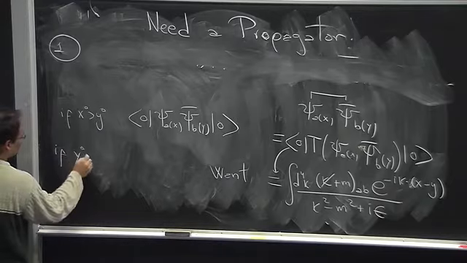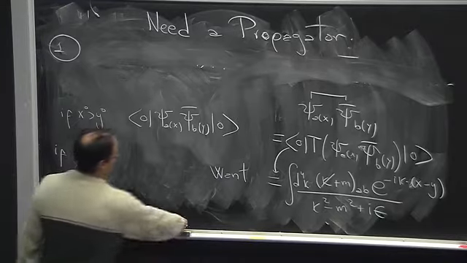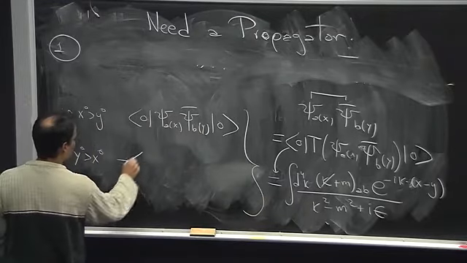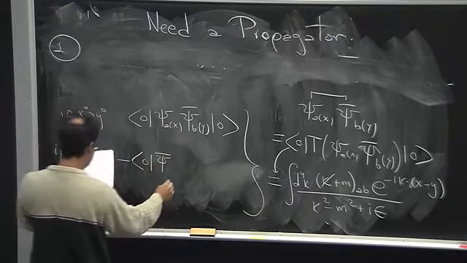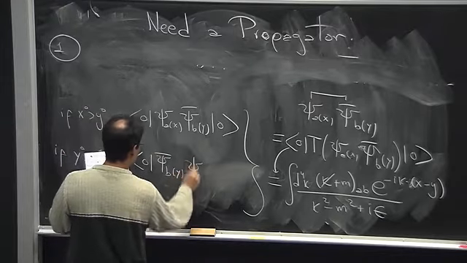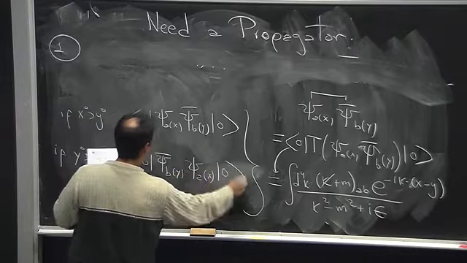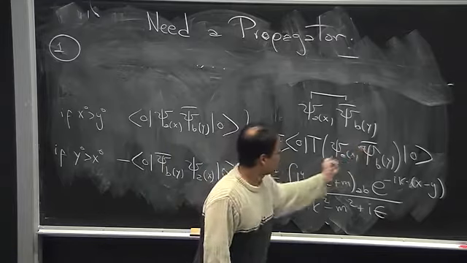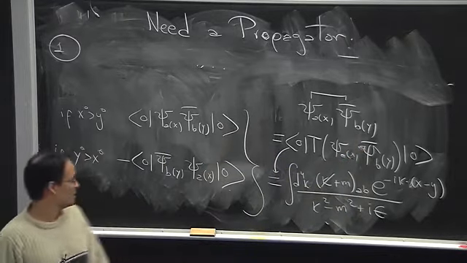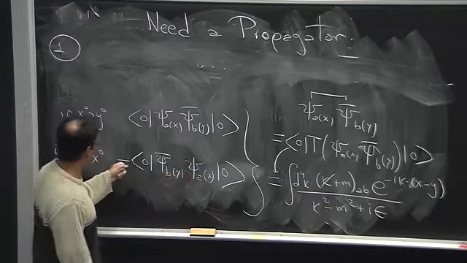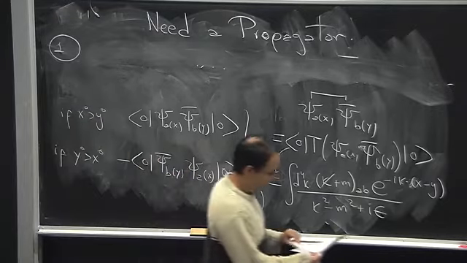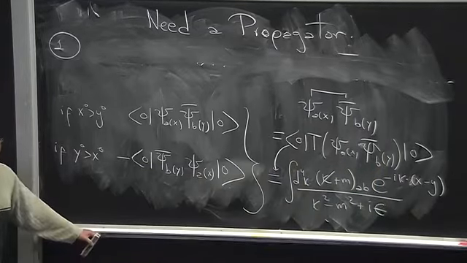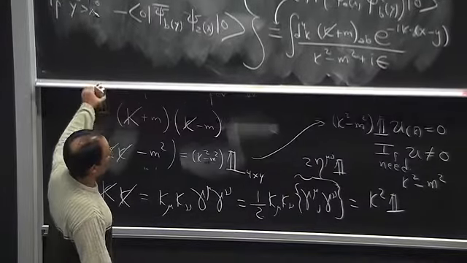Now, if y0 is greater than x0, then what you find is minus this. So the time ordering operator has to remember that these objects anti-commute and put a minus sign. Does psi vanish? Yes, that's right. So we don't have propagators for psi or psi bar.